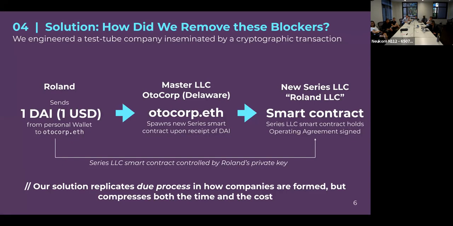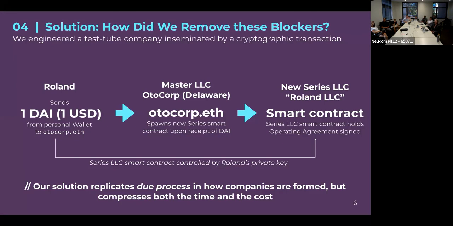And the third step is that a new legally valid real world LLC is being spun up that Roland can use. And he can use the name that he chose for the company. And all this happens in kind of 5 seconds.